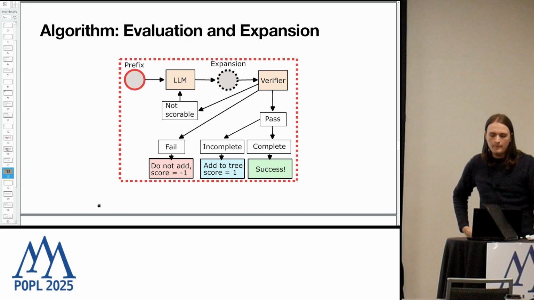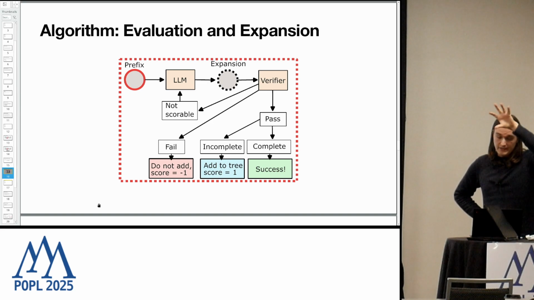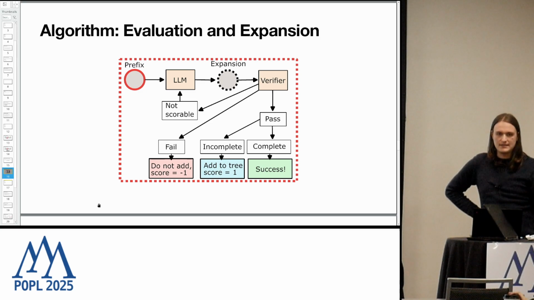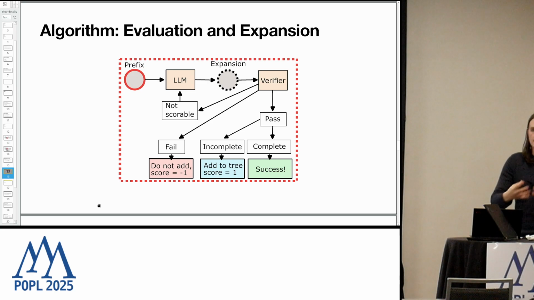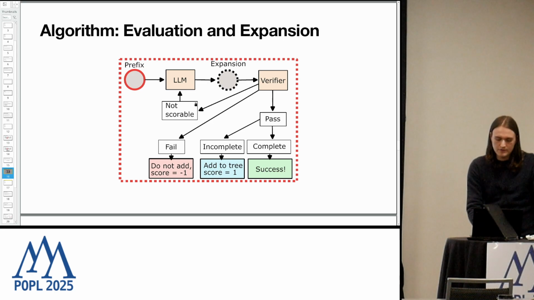From that we build an algorithm where we have some prefix, feed that into the LLM, try to expand it, feed this into a verifier, and then check, is this complete? Well, if it passes, we check, is it complete? If yes, we stop. If no, we add it to the tree, give it a high score. If it doesn't verify, then we can either go back to the LLM and say, hey, generate more stuff. This is incomplete. This would be this non-scorable situation here. Or we say, no, this is failed. Don't add, score -1.